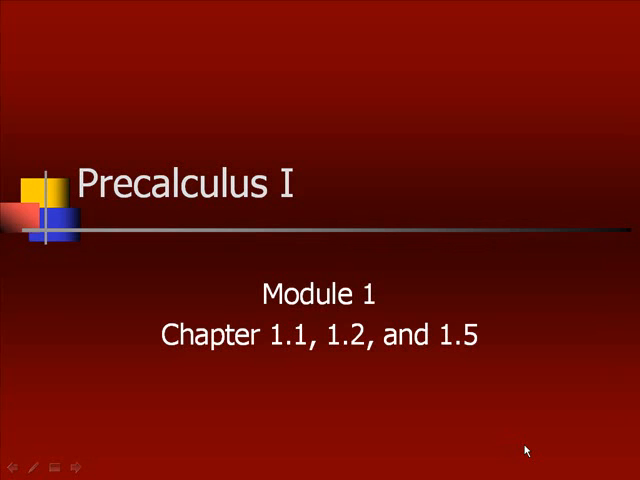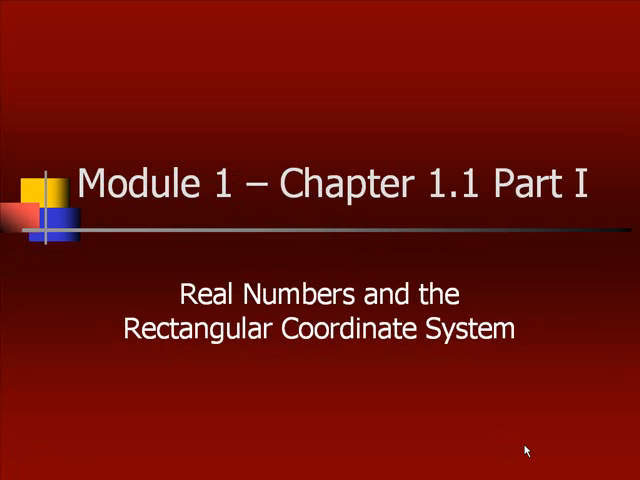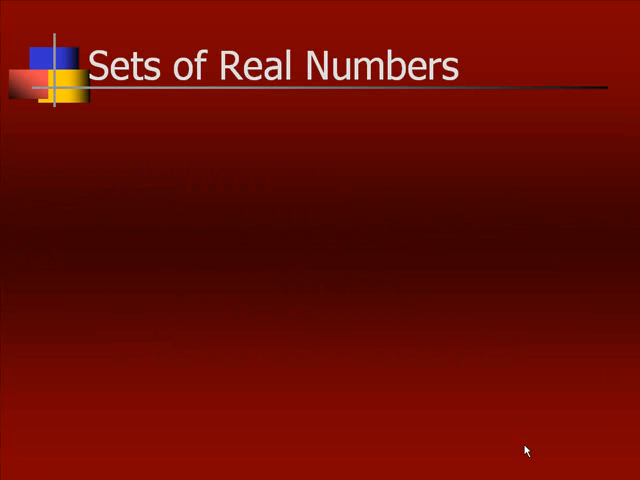Welcome to Precalculus 1. This is Module 1, which contains Section 1.1, 1.2, and 1.5. The first section, Chapter 1.1, is broken up into two parts. The first part is the real numbers and rectangular coordinate system.